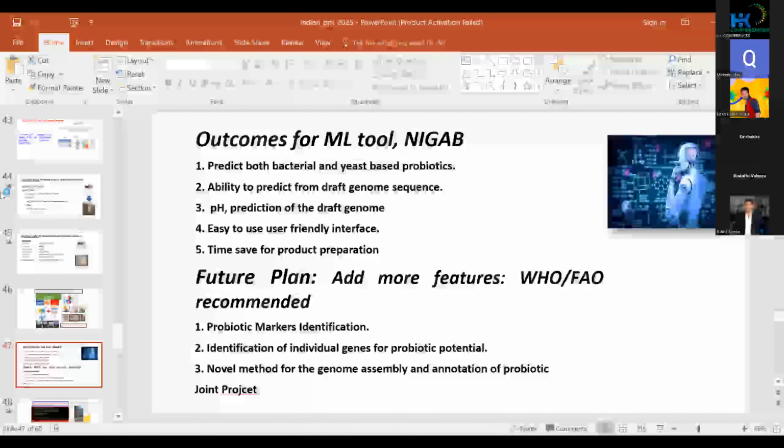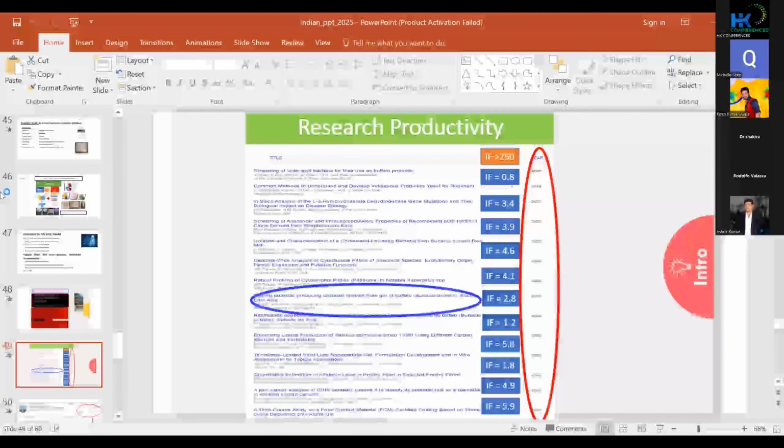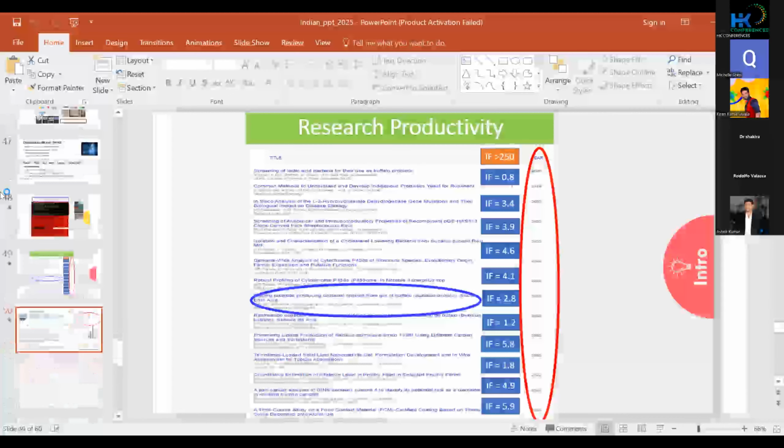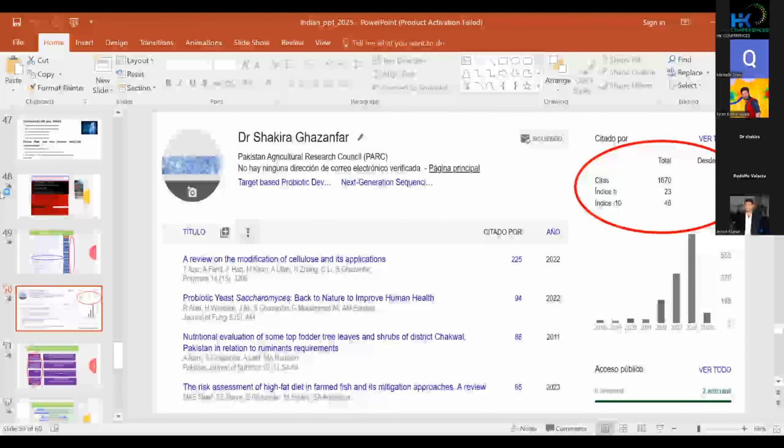So what is the outcome of your machine learning tool? It can predict pH and draft genome as well, and it is easy to use, very user friendly, and time saving for product preparation, right? After using machine learning AI models in our research, we have more than 300 impact factor from our lab, and our lab is going up with the help of AI algorithms in research, right?